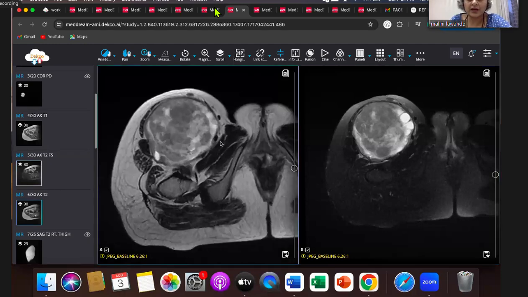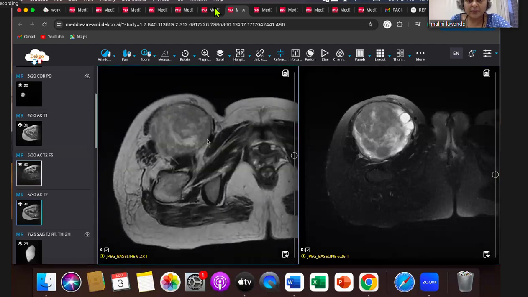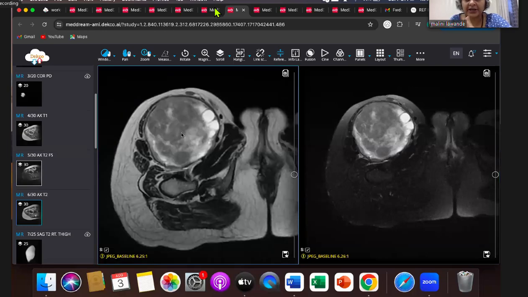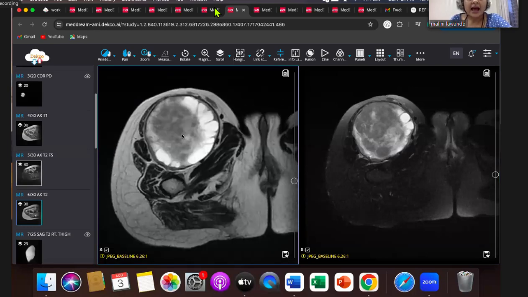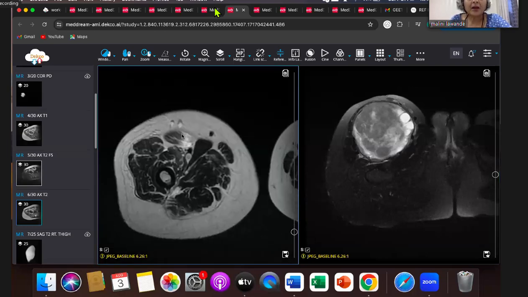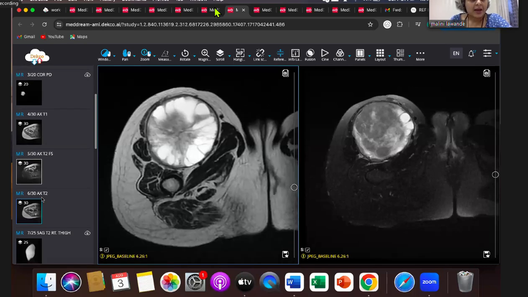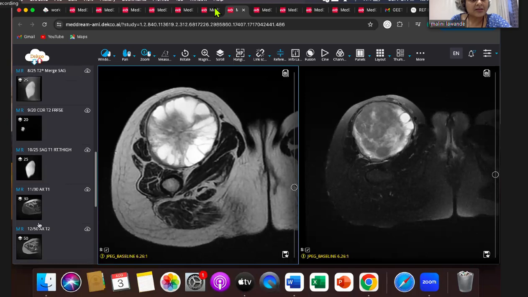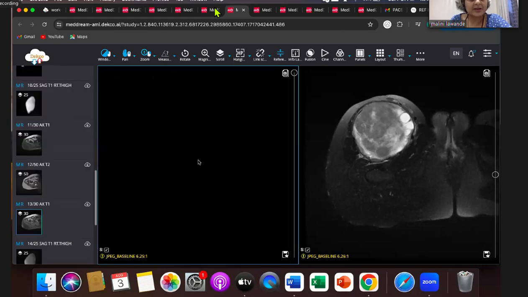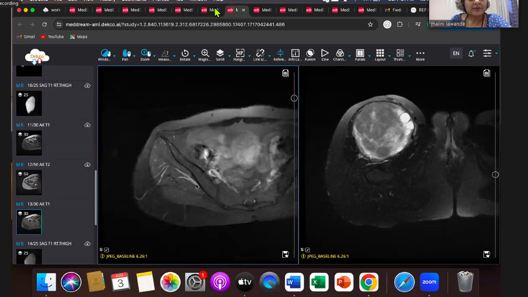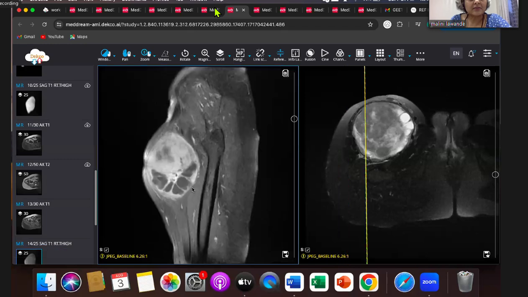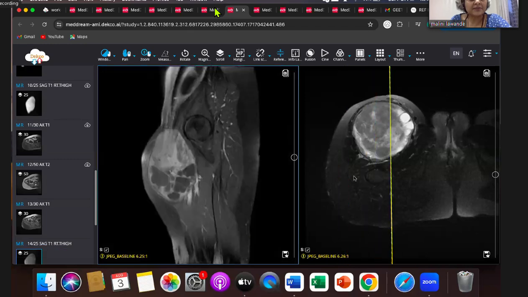It shows you the relation to the neurovascular bundle. It shows you the internal architecture of the lesion as well as the surrounding relations. And this patient, contrast, has it been given? Yes, contrast has been given. And you can see this is the contrast study.